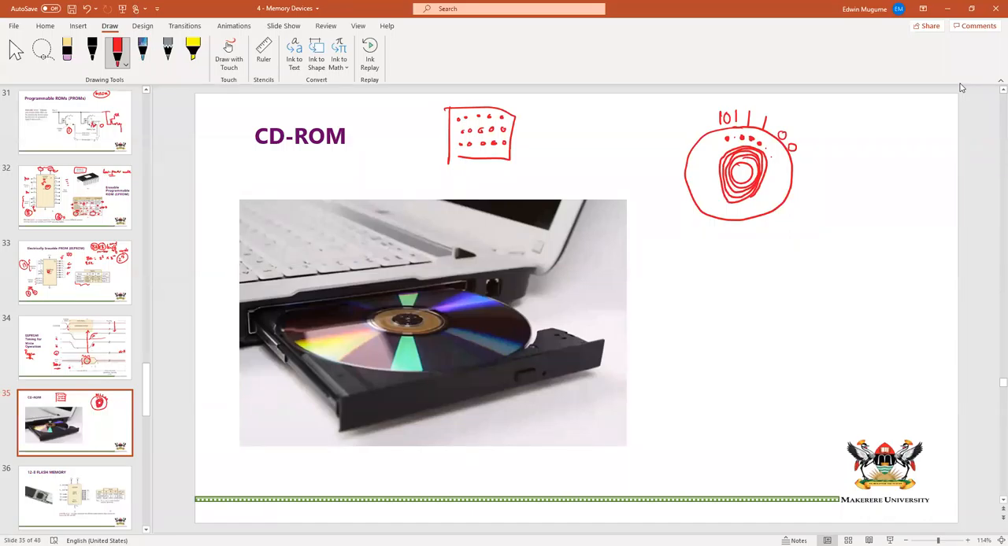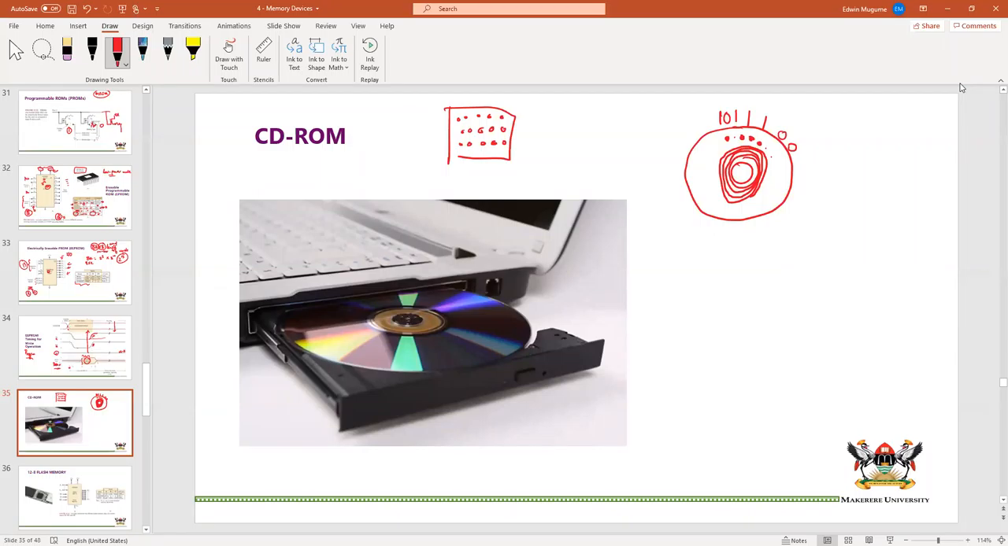During reading, you use a low power laser. It obviously has a source of light, but very low power light. When the light goes into the depression, the reflected light is different from the reflection from a surface that was storing a zero, meaning it didn't have a pit. That's how the reader is able to tell, based on that reflection, what is stored at a pit and what is stored at a place with no pit. And then you're able to get your data back.